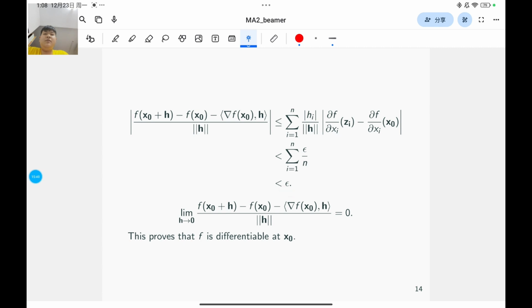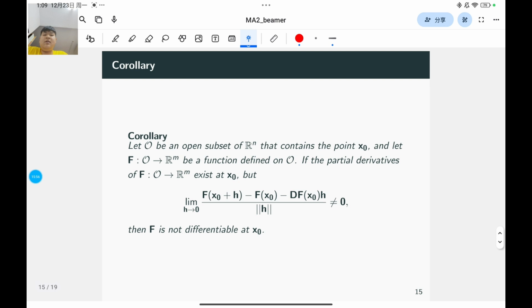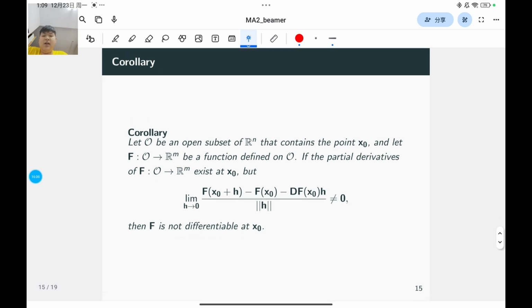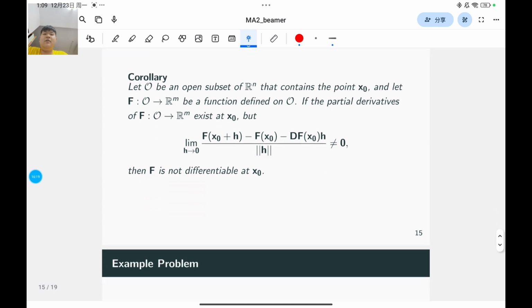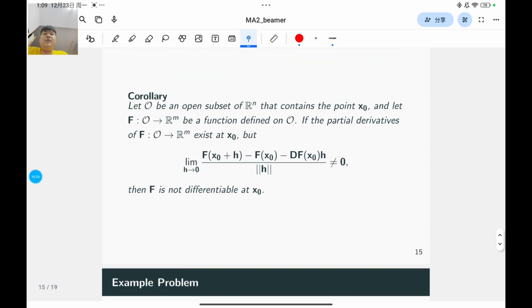From theorem 2, we know a function has partial derivatives and the limit is 0 at x0 if and only if f is differentiable at x0. So we're done. Here is a corollary: let f be a function defined on a domain O. If the partial derivatives of f exist at x0 but the limit is not equal to 0, then we can say f is not differentiable at x0. The proof is also in the textbook, page 227.